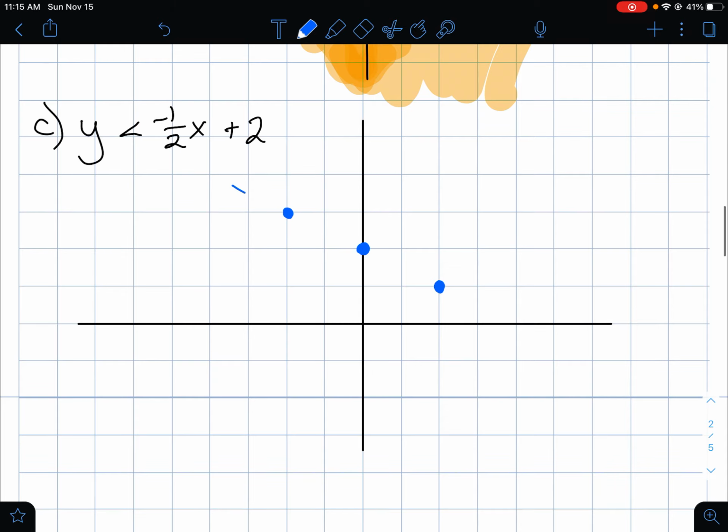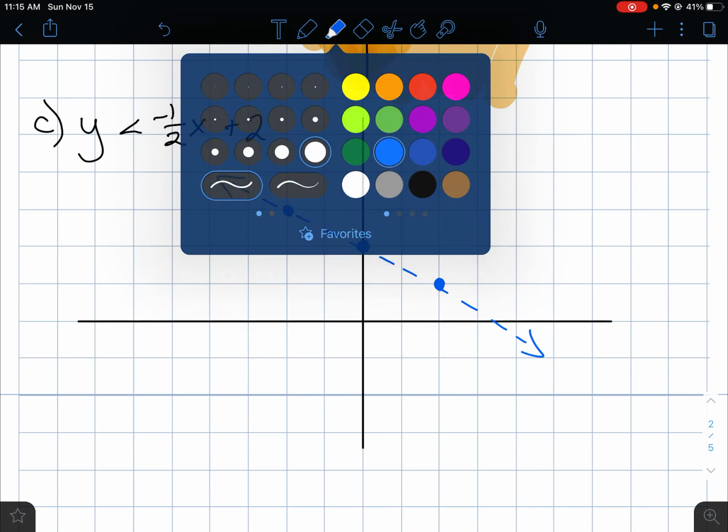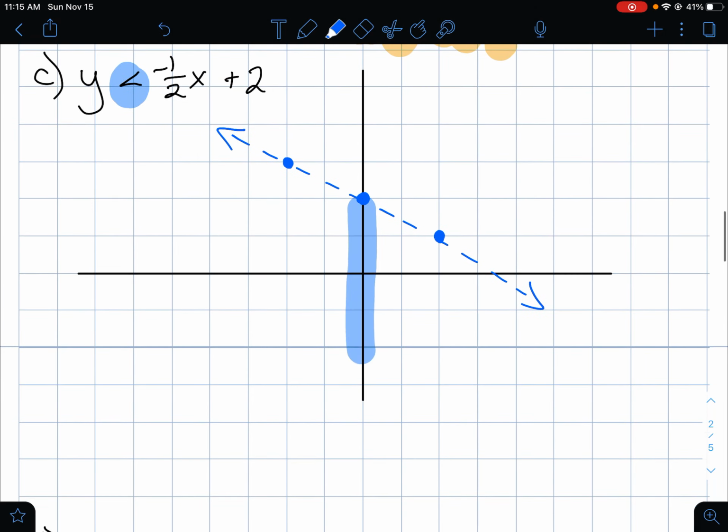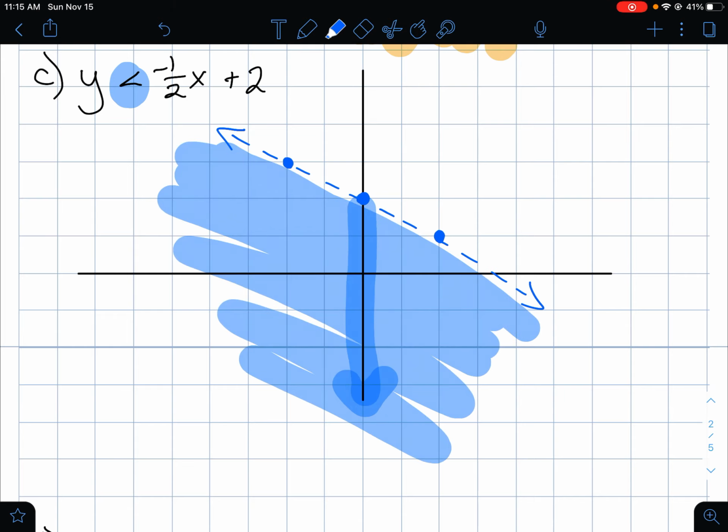Okay. And this is going to be dashed because it is a less than sign. So this inequality says that y is less than this. So values that are less than are going to be this way. So I'm going to shade in this. Also, if I wanted to plug in 0, 0 again, that's not on the line. So 0 is less than technically 2 because 0 times negative 1/2 is 0. And 0 is less than 2. Since 0 is less than 2, we will be able to shade that side of the line.